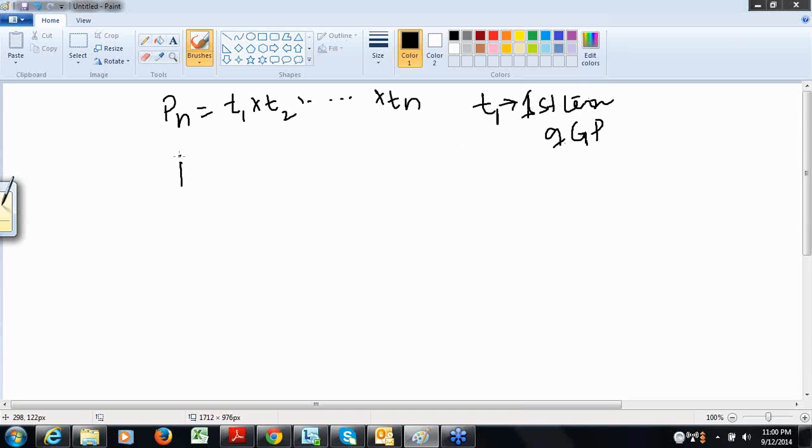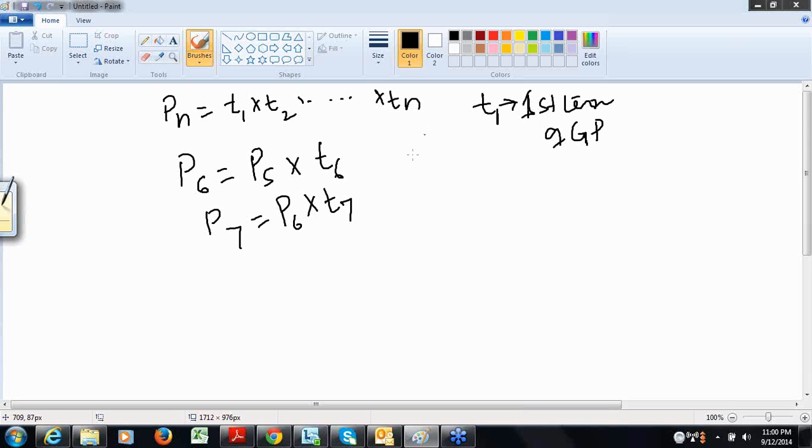Now what will be P6? P6 will be what? P5 means first 5 terms into term 6. And P7 will be what? First 6 terms into term 7. Everybody is clear with this much till now?